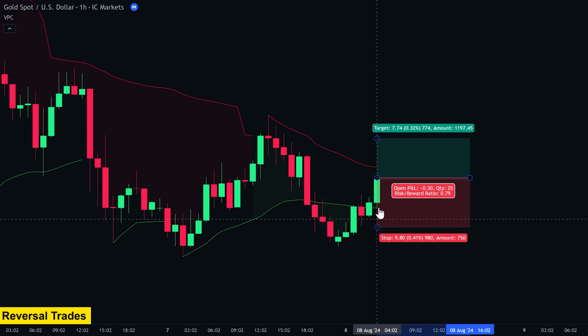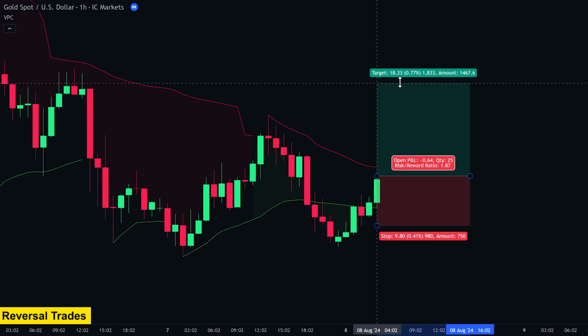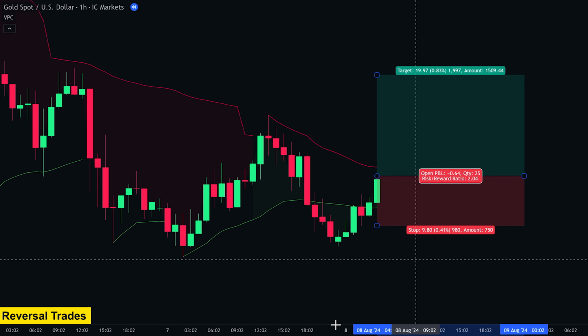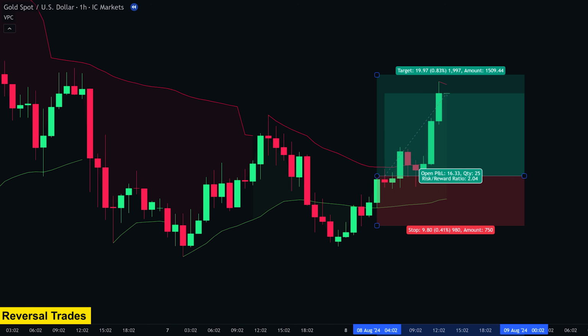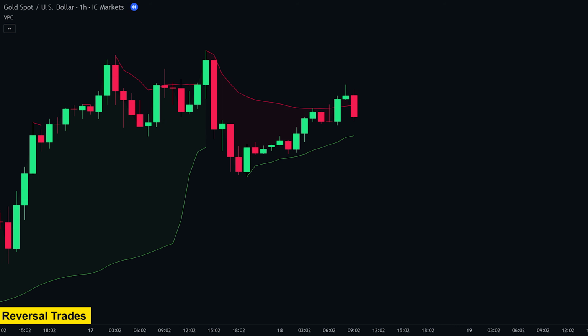Place your stop loss just below the lower VWAP line. Set your take profit target at a 1 to 2 risk-to-reward ratio. If you let this trade run, you will see that the reversal setup plays out nicely. For the sell trade, it's the opposite of the buy trade.